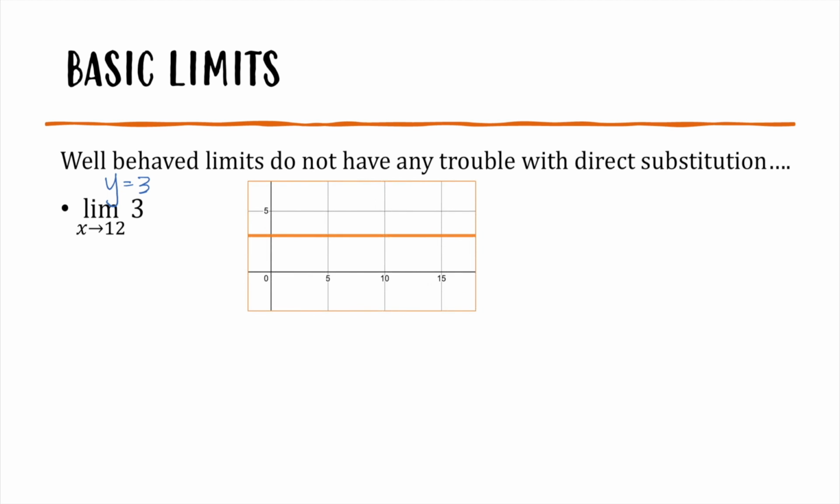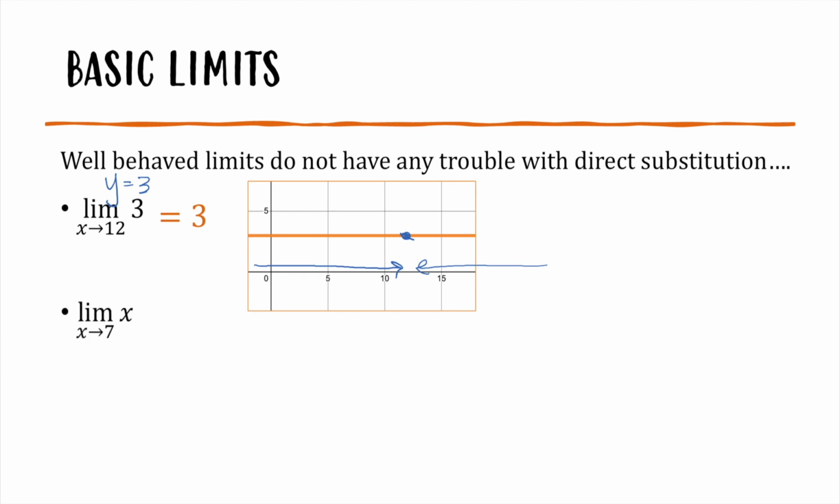And the limit as x approaches 12. Well, let's look at both sides. As we approach the x value of 12 from the left, where is the graph? It's up here at 3. As we approach the x value of 12 from the right, where's the graph? It's up here at 3. The graph is always at 3. It's the line y equals 3. So the limit as x approaches 12 of 3 is 3.